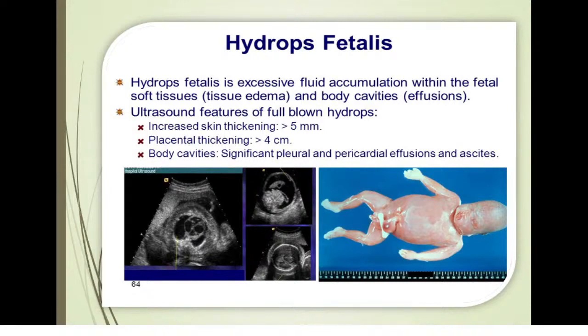Hydrops fetalis is typically diagnosed during ultrasound evaluation for other complaints such as polyhydramnios, size greater than dates, fetal tachycardia, decreased fetal movements, abnormal serum screening, and antenatal hemorrhage.